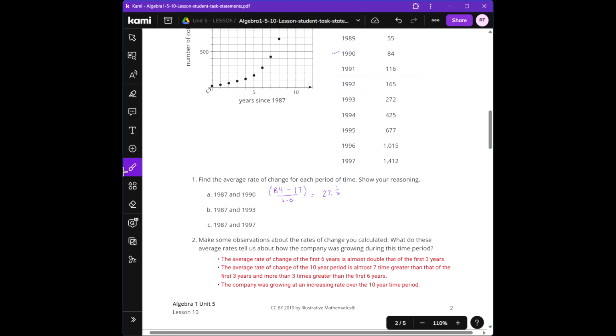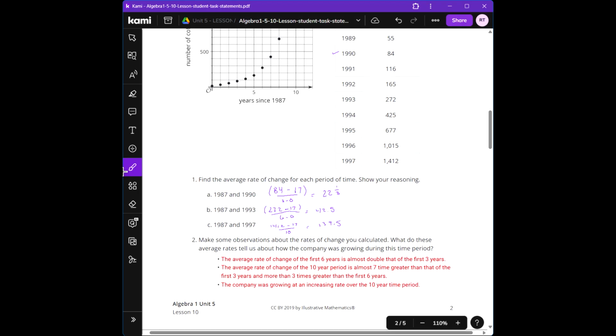For the next one, we're looking at the change for this time here, and that's going to be 272 minus 17 divided by 6 minus 0. That's going to give us 42.5. And for the last one, we have 1412 minus 17 divided by 10, for the full time, which is 139.5.